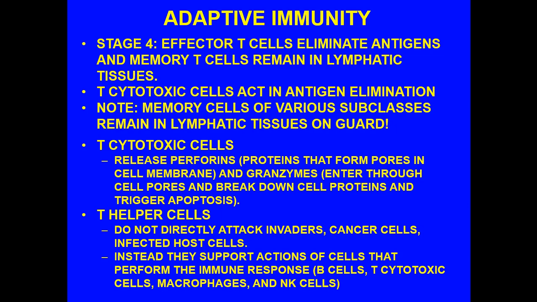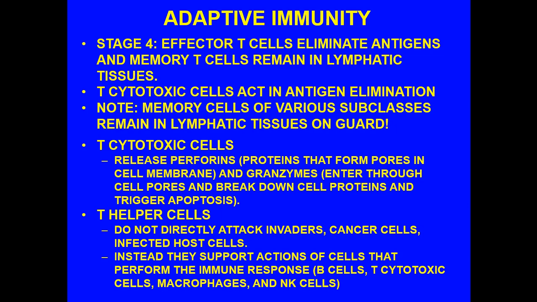Now, T cytotoxic cells, what are they going to do? They're going to release perforins. Perforins are proteins that form pores in the cell membrane. Basically, these proteins will fit into the membrane, create these nice pores, and you're going to have apoptosis triggered. You're also going to have granzymes. Granzymes enter through the cell pores, and they begin to break down the cell proteins and further trigger apoptosis. Okay? That's the T cytotoxic cells.